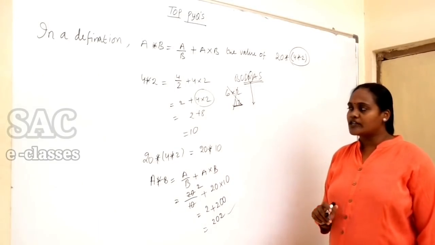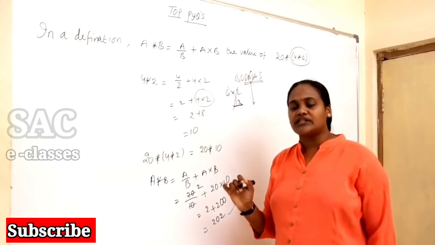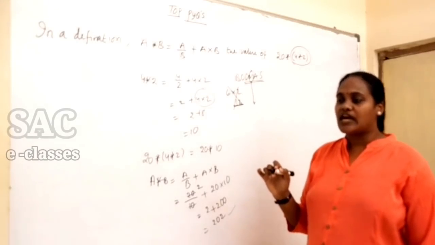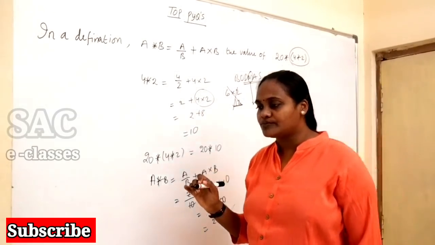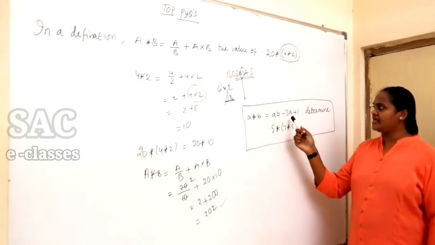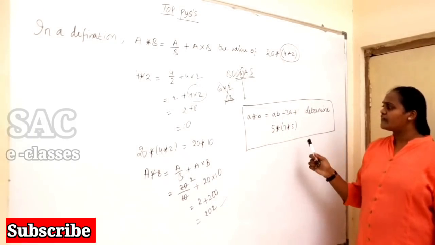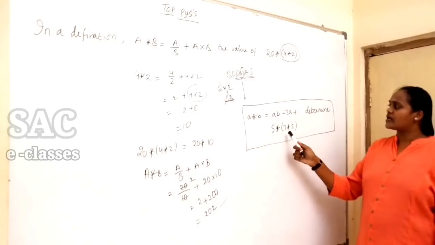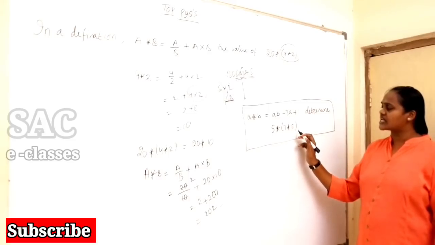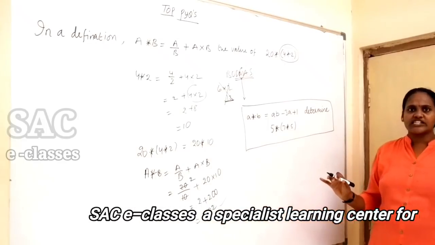Based on that, there is one more important pattern problem. This problem was given in the RRB in 2002. I am giving that one to you as your practice problem. A star B is equal to AB minus 3A plus 1. That is the definition. You should find 5 star (7 star 5). First find the 7 star 5 value, then apply star for both. Let us move to the next problem.